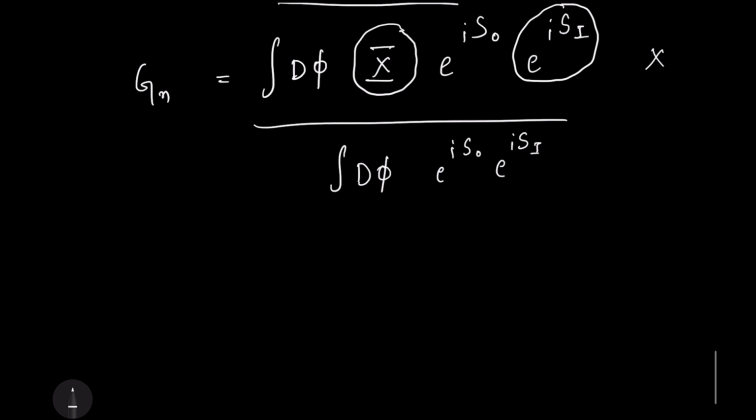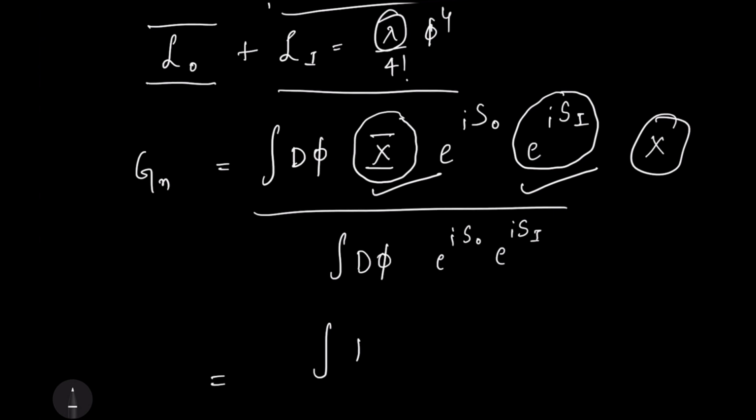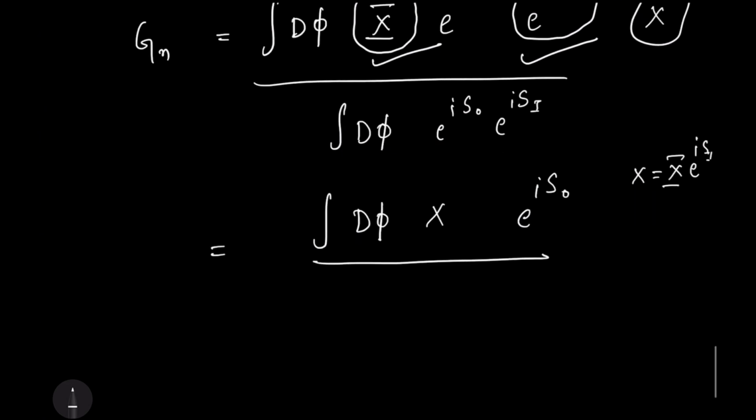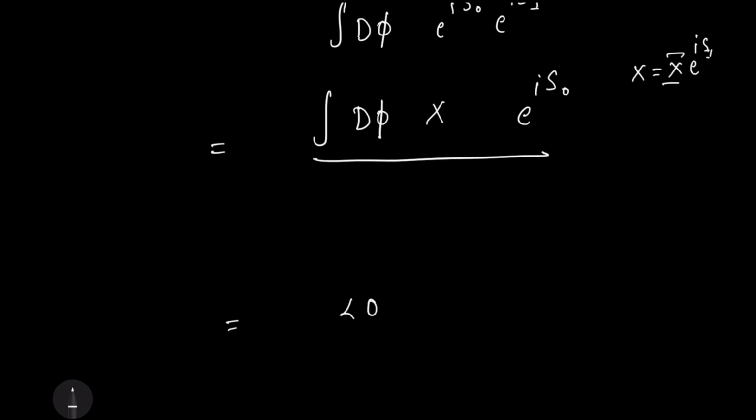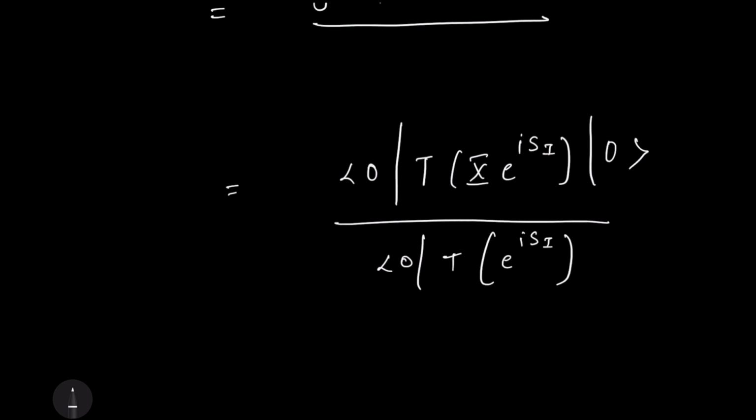Then again you can write it as free theory, right? You can consider the time ordering and the exponential e raised to iS_I as another X. Then what is remaining is D phi e raised to iS_0 and this X. And this X is actually the product of the time ordering and e raised to iS_I. So again, this can be considered as another time ordering in free theory. So in free theory, I can write this as the time ordering of e raised to iS_I, right? And divided by, in the denominator, I have in free theory the time ordering of e raised to iS_I.